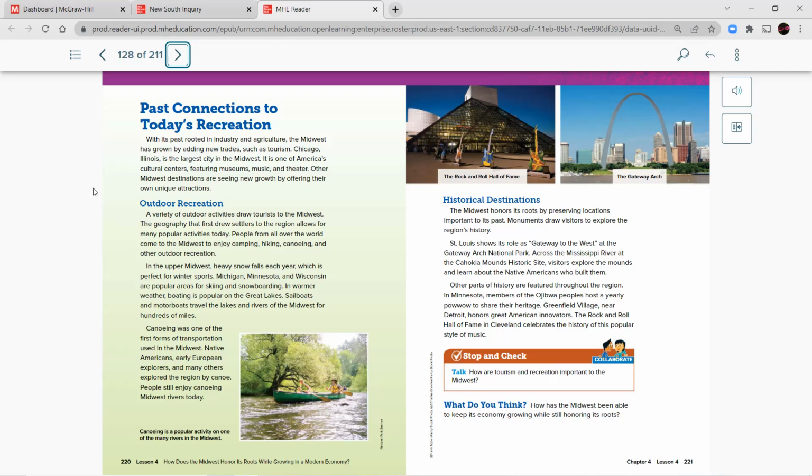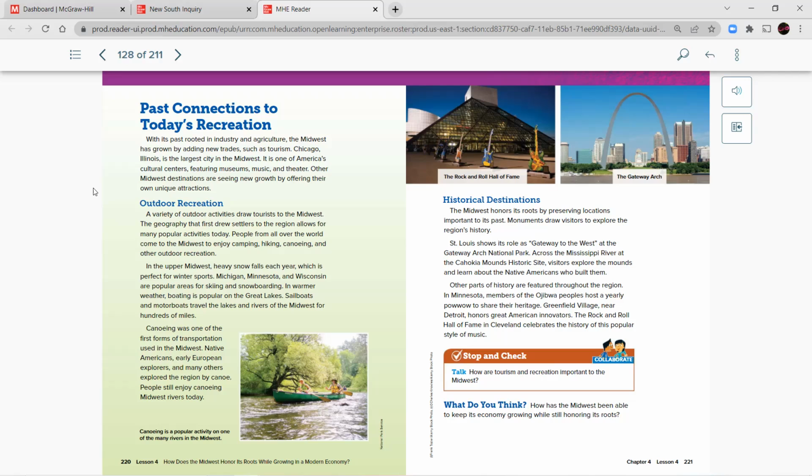In warmer weather, boating is popular on the Great Lakes. Sailboats and motorboats travel the lakes and rivers of the Midwest for hundreds of miles. Canoeing was one of the first forms of transportation used in the Midwest. Native Americans, early Europeans, explorers, and many others explored the region by canoe. People still enjoy canoeing Midwest rivers today. Canoeing is a popular activity on one of the many rivers in the Midwest.